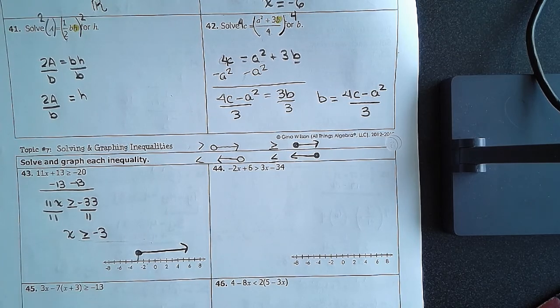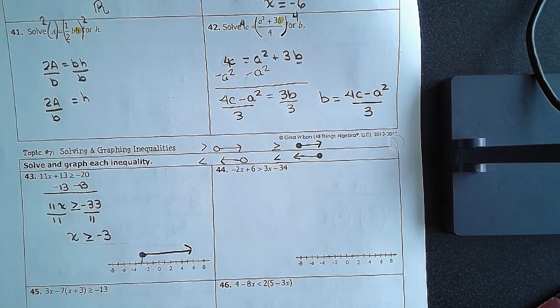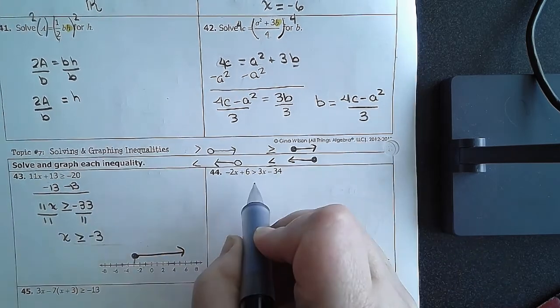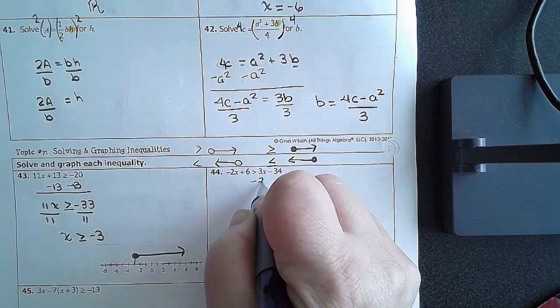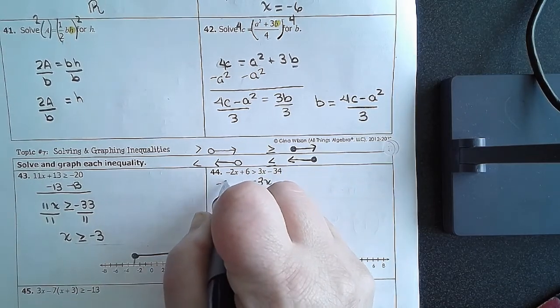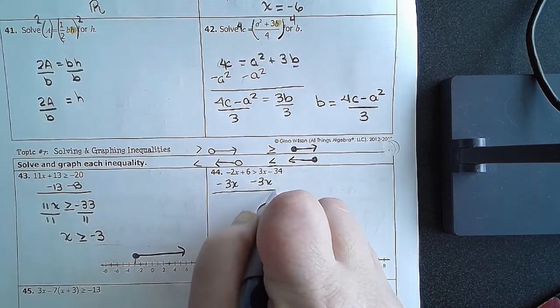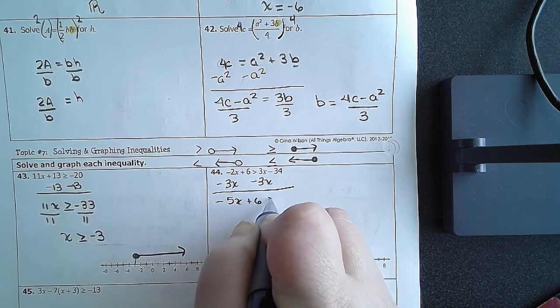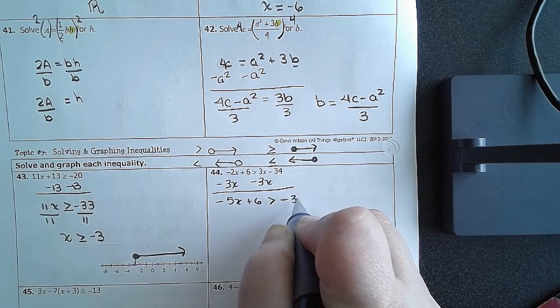Okay? So one of the things that I try to do is always bring the variable to the left side of the equation. Now that may cause my variable to be negative at times, but that's okay because we know how to deal with that. So here, I'm going to subtract 3x from both sides of the equation. So negative 5x plus 6 is greater than negative 34.